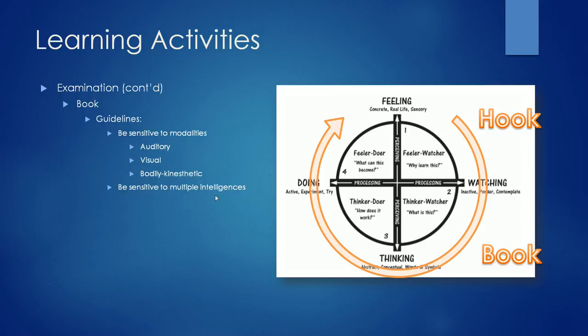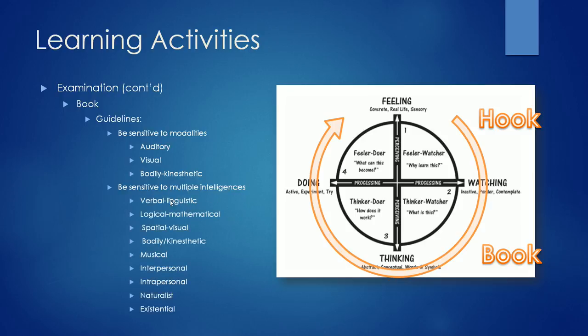And you also want to be sensitive to the multiple intelligences we talked about from Gardner: the verbal linguistic, the logical mathematical, spatial. So for instance, if I want to do interpersonal, I would have them learn in groups where they're interacting with one another. If I want them to step back and just think and reflect, then I might do something like an intrapersonal reflection where they're by themselves and writing. Okay.